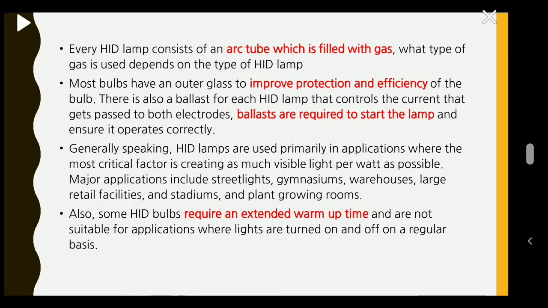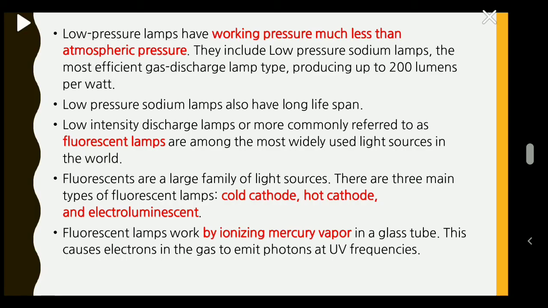For low intensity discharge lamps, low pressure lamps have working pressure much less than atmospheric pressure. They include low pressure sodium lamps, the most efficient gas discharge lamp type, producing up to 200 lumens per watt, but at the expense of very poor color rendering.